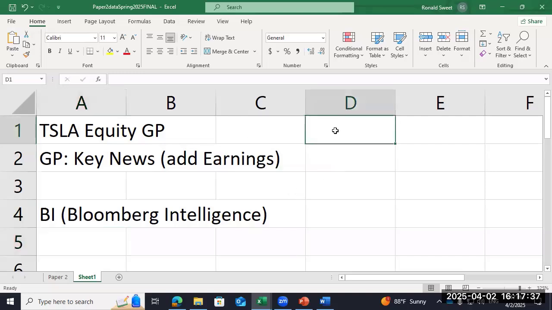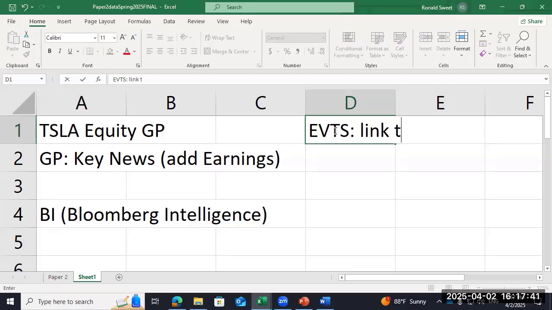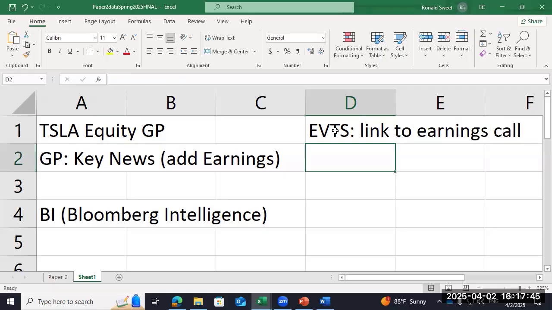The events will give you a link to the earnings call. So EVTS is not a bad approach to finding your earnings call. They have a transcript of it, or they even have a recording of it that you can use. So there's plenty of resources out there.